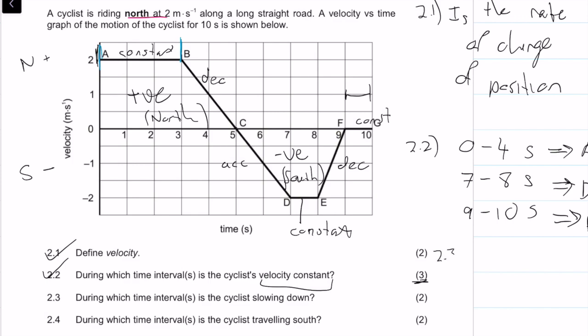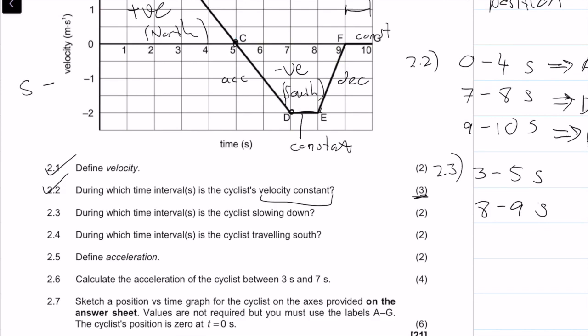Question 2.3: during which time intervals is the cyclist slowing down? So where is he slowing down? I've discussed this already. Basically, he's going from 2 to 0, so this time period right here, which would be from 3 to 5 seconds. And then also, he gets to 0, then he turns around and starts increasing his speed, constant velocity, and decreasing, which is from 8 to 9 seconds. I'm not going to do the letters, but you can if you want to.